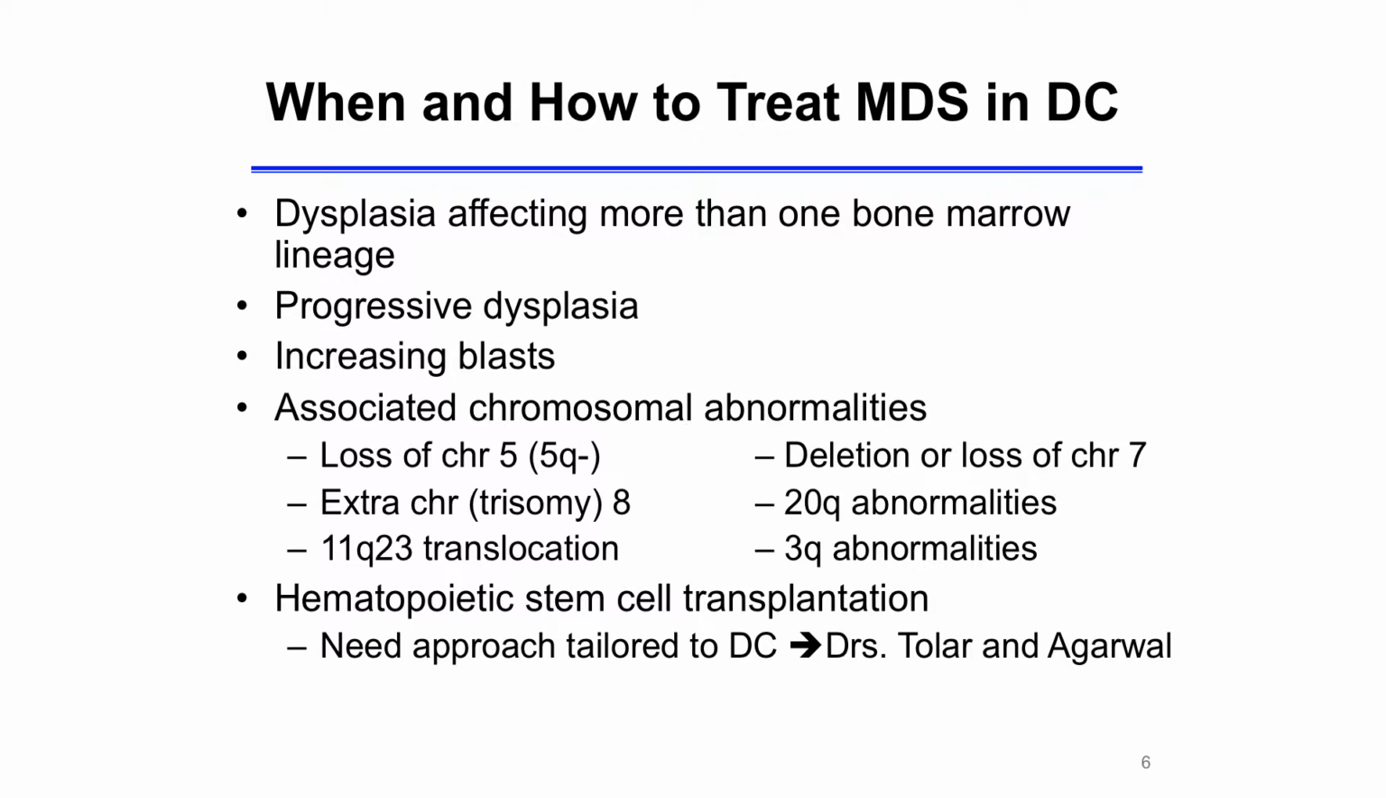And maybe, just as Dr. Tolar mentioned, that first bone marrow is severely abnormal with respect to the way the cells look, or chromosomal changes may be present at the beginning. But more often than not, that's not what you see, but it's really good to know what it looks like. And then it's important to monitor over time.